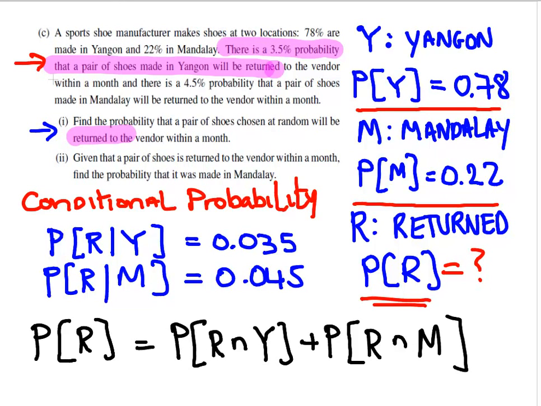Now these are two mutually exclusive events, disjoint events as well. So the probability of R is the probability of R and returned from Yangon plus the probability of R and returned from Mandalay. It's either one or the other. Essentially, if you consider all returned shoes, we can split them up into two piles, the ones from Yangon and the ones from Mandalay. It's a very simple idea like that. So this is going to help us break down the answer here.